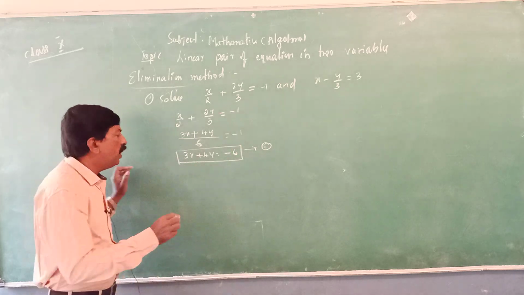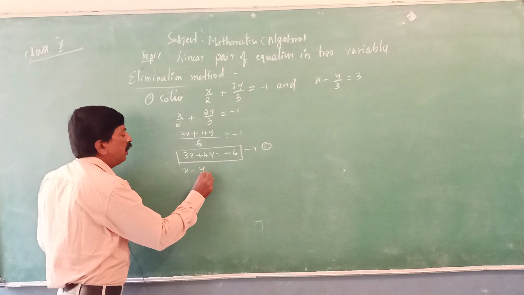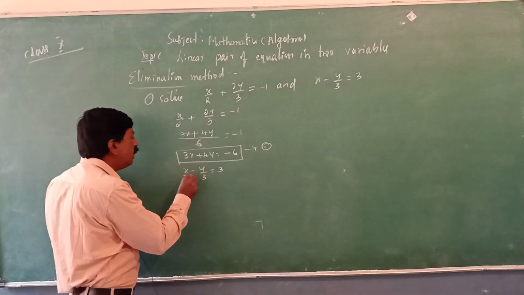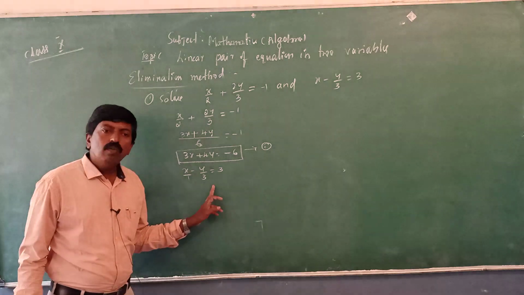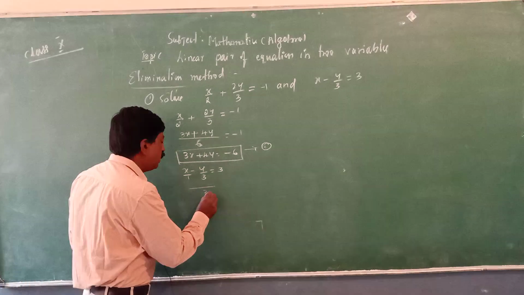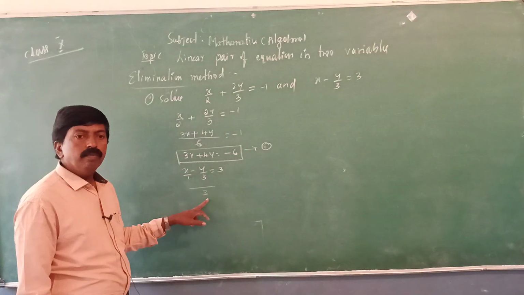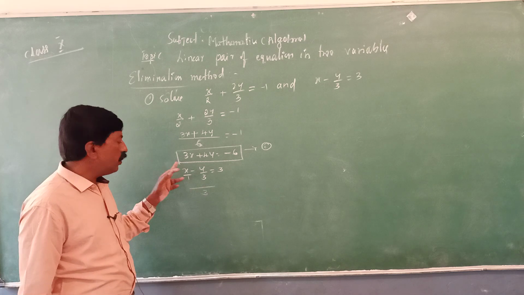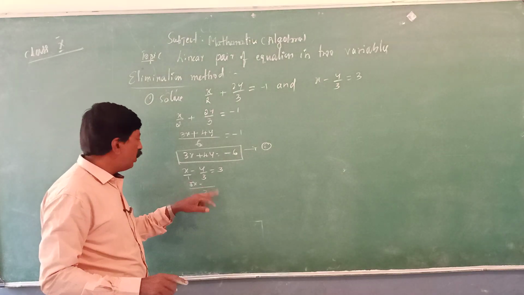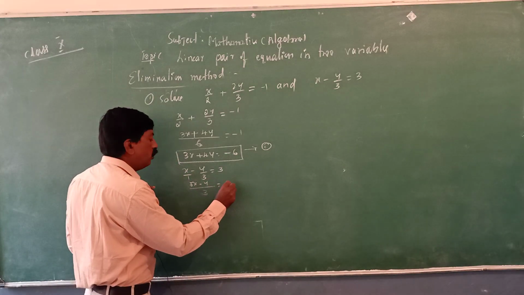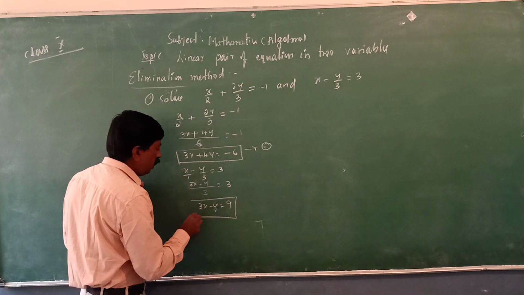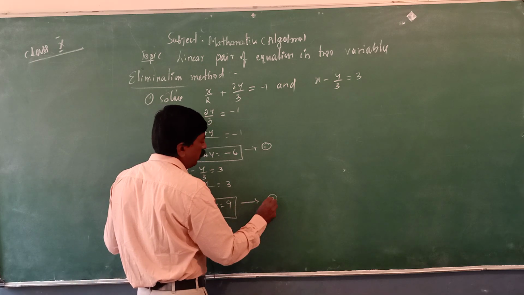Now let us take the other one. x minus y by 3 is equal to 3. Now observe here. Here it has 1. For 1 and 3, what is its LCM? Yes, it is 3. So 3 is the LCM. 1 how many times divides 3? 3 times. 3 times x is 3x. Minus 3 how many times divides 3? 1 time. 1 into y is y, which is equal to 3. Therefore, 3x minus y is equal to 3 into 3, which is 9. Call this as equation 2.